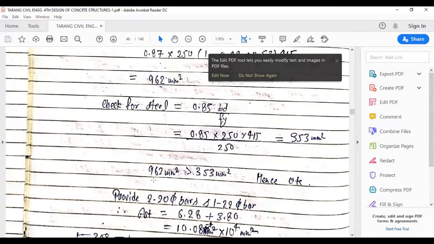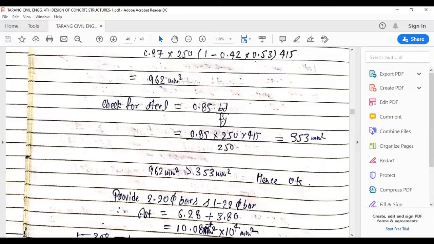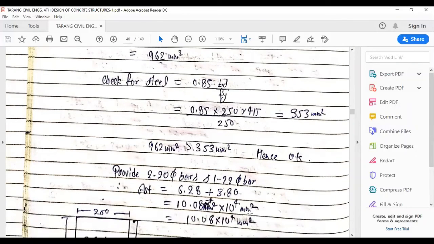So we'll provide, let's say, 2 bars of 20 mm dia and 1 bar of 22 mm dia. And this gives our expression as this value. For 2 bars of 20 mm dia, area of steel is this. For 1 bar of 22 mm dia, area of steel is this, 6.28 plus 3.8, which is 10.08 multiplied by 10 raised to the power 4 mm square. This is the area of steel which we have provided.